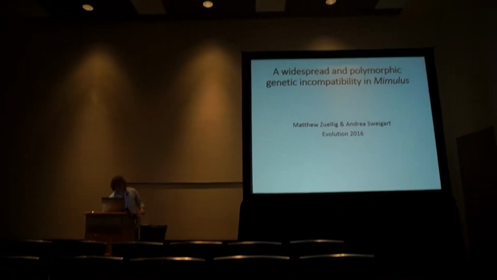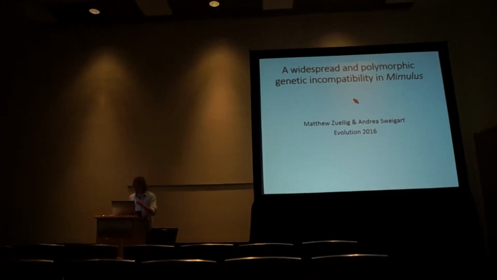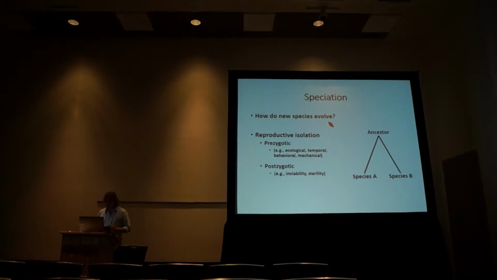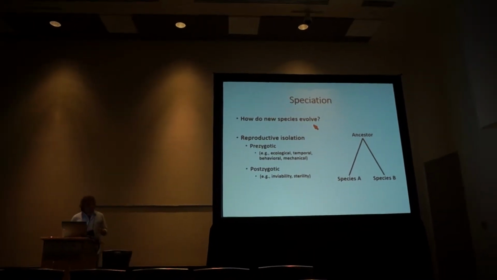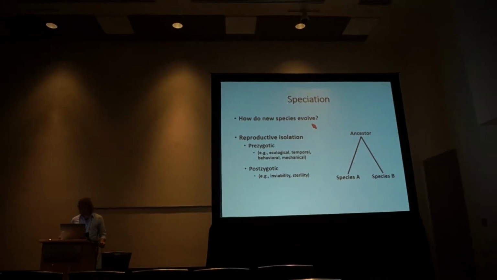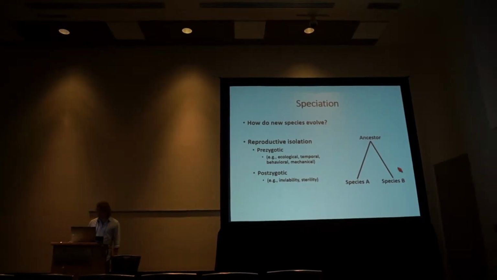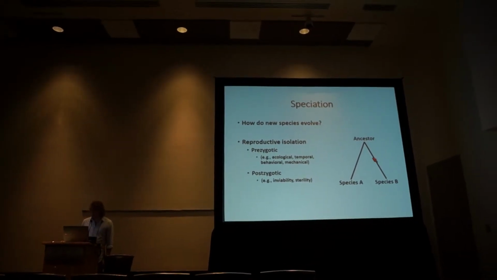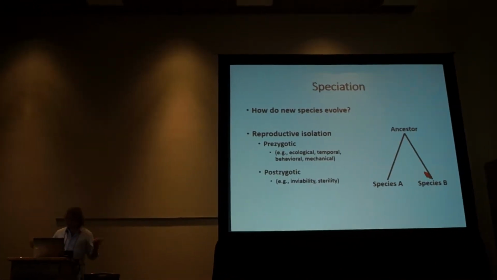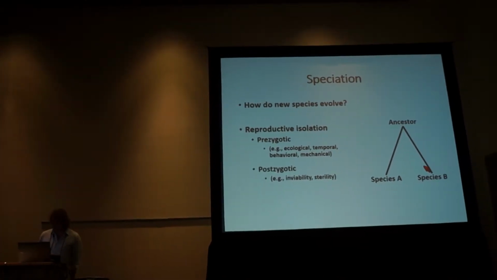Okay, cool. My name's Matt Zuellig, and I work with Andrew Swagger back there, and I'm studying genetic incompatibility systems in Mimulus. So the lab is really focused on understanding, like a lot of people in this room, how do new species evolve, and as we know, a lot of us study that in the context of how does reproductive isolation evolve in lineages, in populations over time, allowing them to diverge and accumulate barriers to gene flow through this process of divergence.